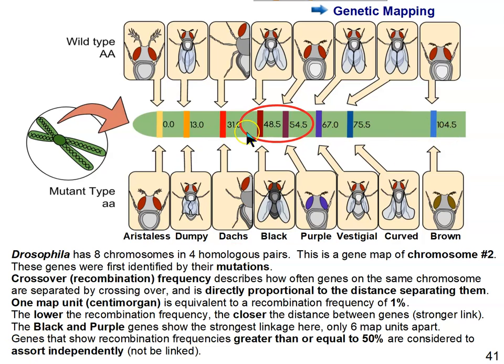So even though they are on the same chromosome as Aristillus, they appear to assort independent from Aristillus. And that's really the exception, not the rule. Most genes appear to assort independently.